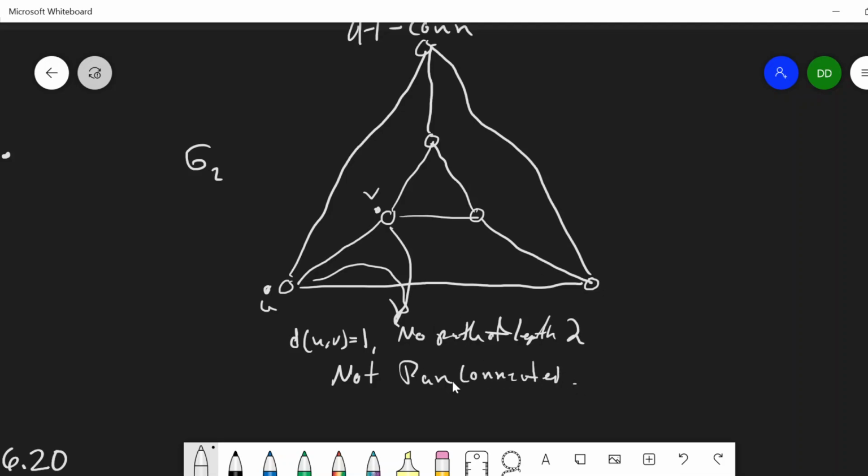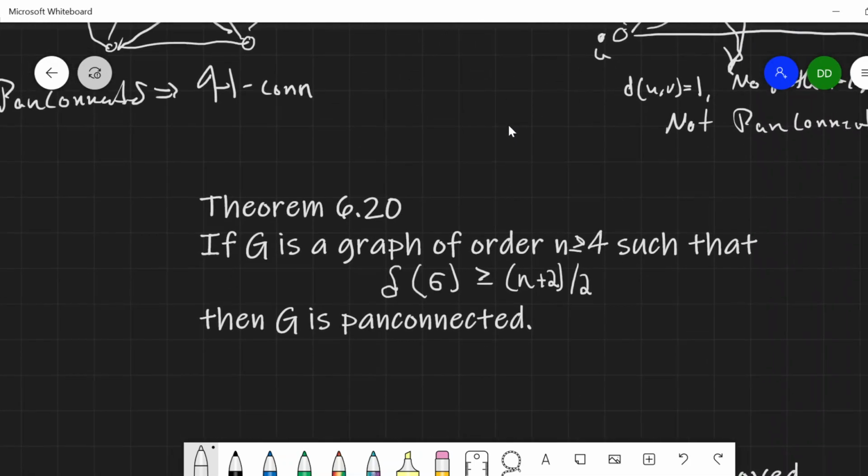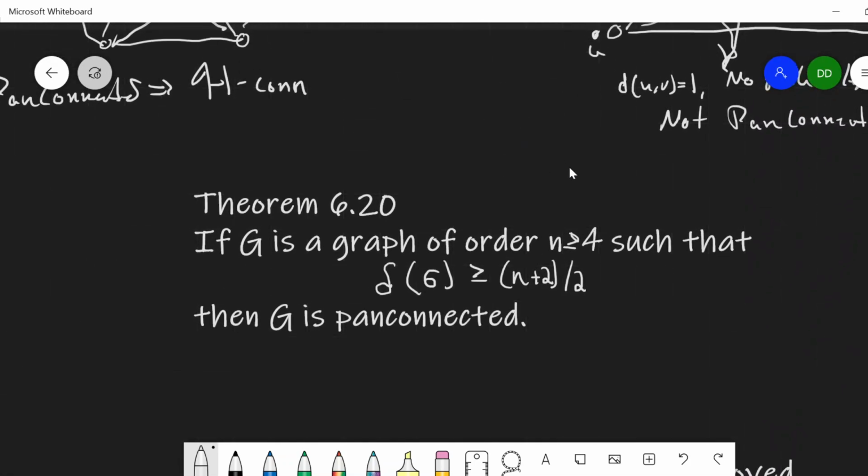Pan, of course, meaning all. And so this is connected for all the possible lengths. All right, so can we guarantee a graph is pan-connected? Sufficient condition for being pan-connected.